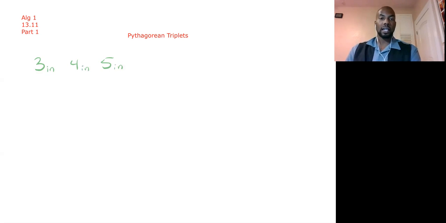Let's get to it. So, there are special groups of whole numbers that, if you put them together, will show you whether or not something is a right triangle. This is what I mean. Let's say I gave you three numbers, like 3, 4, and 5, and I said they were the lengths of each side of a triangle. So one side is 3 inches, one side is 4 inches, one side is 5 inches.